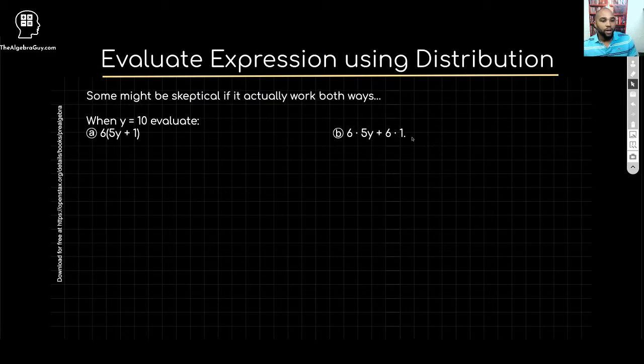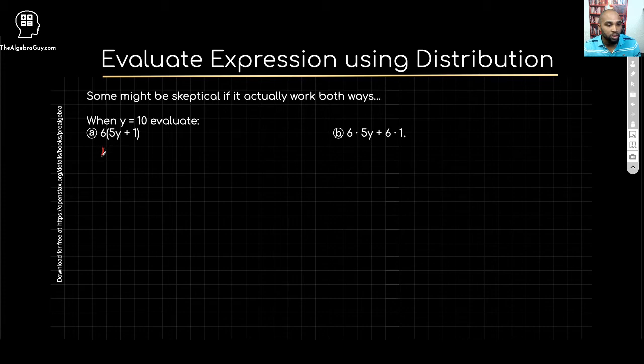All right, so let's evaluate these now. Some people might be skeptical that this actually works without distributing. What if we didn't distribute it? Will we get the same answer? So let's put 10 in here and then show how it would look if we distribute it and see if we get the same answer.